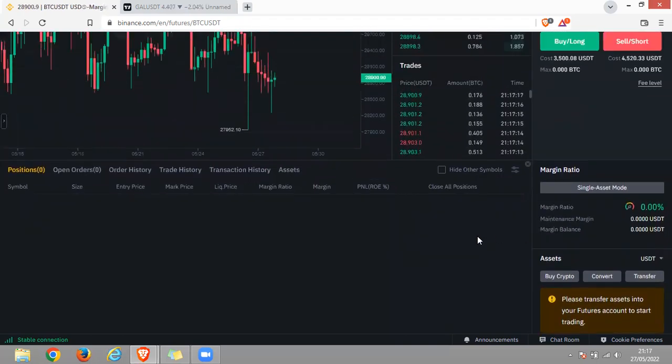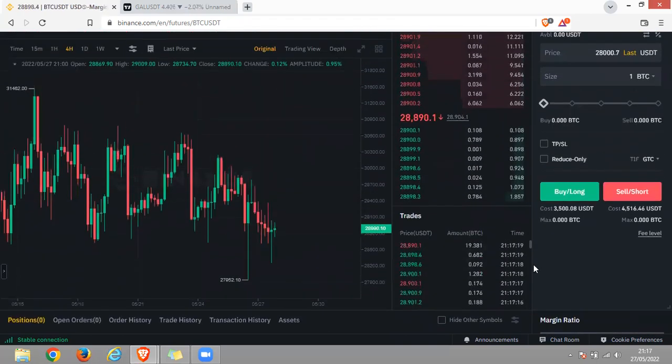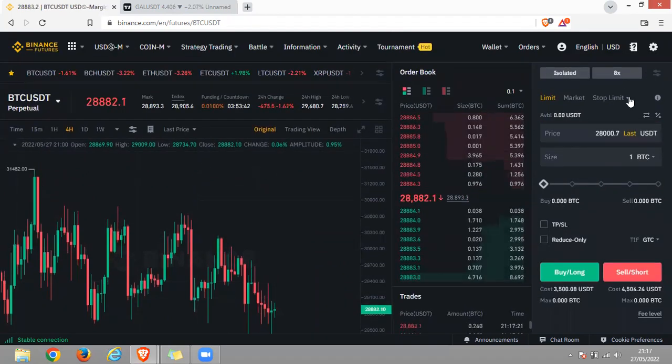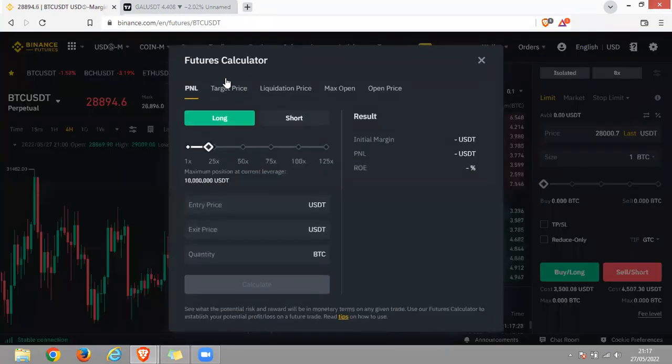Okay, so basically that's that. Have I been able to do justice to that? One last one. If you come here, let's go here. This is what is called the futures calculator. I want to know my risk as against my reward for a particular trade.